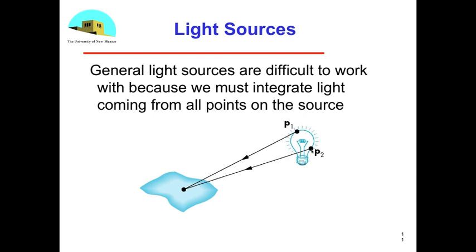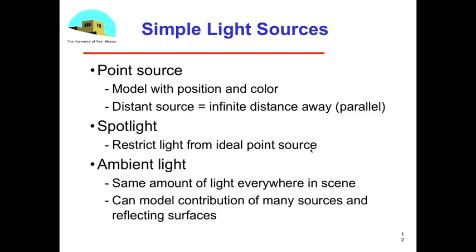But the main problem I have is that any kind of distributed source is going to pose a difficulty for us using a lighting model. So we work with things that are really simple. Well, what kind of simple things? Well, the simplest things are point sources. A point source is infinitely small.